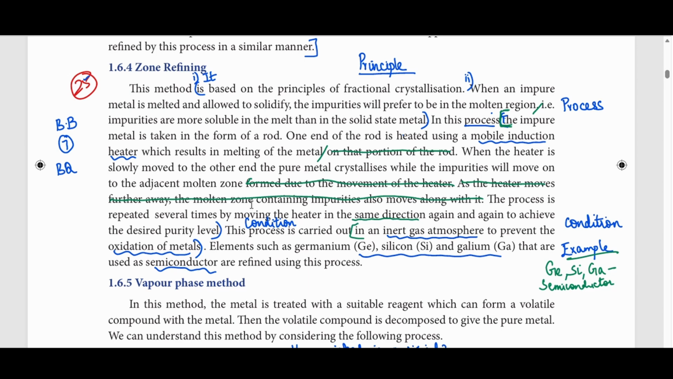Listen to the keywords and the explanation which I am giving, one or two times, and it's easy for you to recollect it.